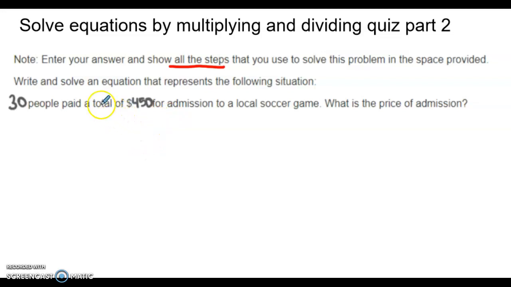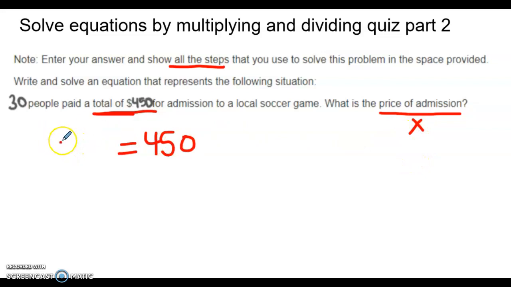All right, so first we need to write an equation. We know that this is our total, a total of 450. So when we write equations, I like to go ahead and put my total out there, 450 after the equal sign. And then we know that 30 people bought tickets, but we don't know the price of the ticket, so we're going to let that be a letter. I'm going to go ahead and call that X. So 30 people bought tickets, so we're going to do 30 times X equals 450, equals the total. So this is going to be my equation. So that's one thing that you have to type in the space provided. But then it also says you have to write the equation and solve it, write and solve.